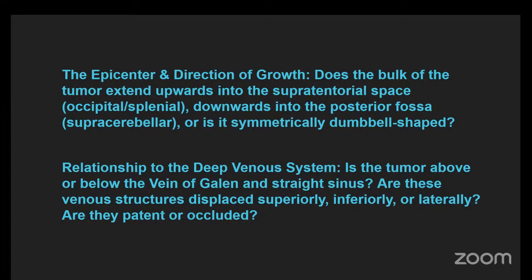So we want to know the direction of growth. If it is growing supratentorially, if it is growing infratentorially into the posterior fossa space, if it is affecting the brainstem, or if it is bilateral dumbbell shaped, like a few meningiomas that we saw previously. Apart from that, vein of Galen relationship is really important. How do we identify that? We identify that with the help of Bassiouni classification, sometimes Ture classification as well. We want to know where they are displaced and what is the laterality. Apart from that, are they patent or are they occluded?